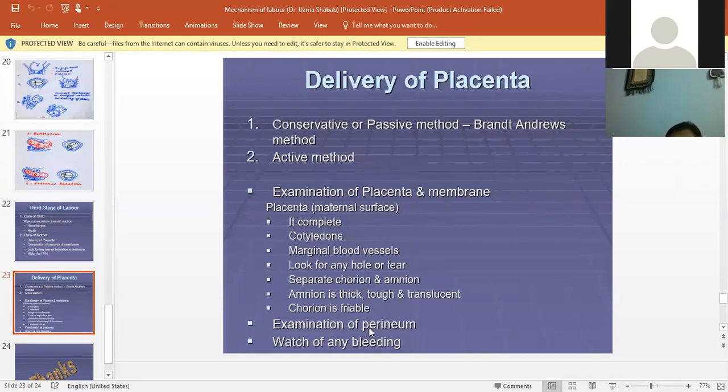Examine the perineum of the patient for any tear or excessive bleeding. Watch for the bleeding, whether the patient is bleeding normally or there is more than normal bleeding. If there is more than normal bleeding, then we manage this accordingly. Give uterotonic drugs, and this helps in closure of the sinuses and decreases the bleeding.